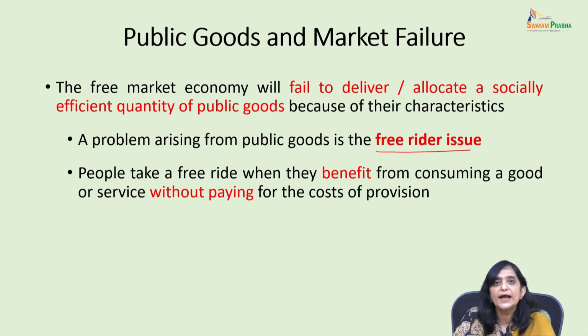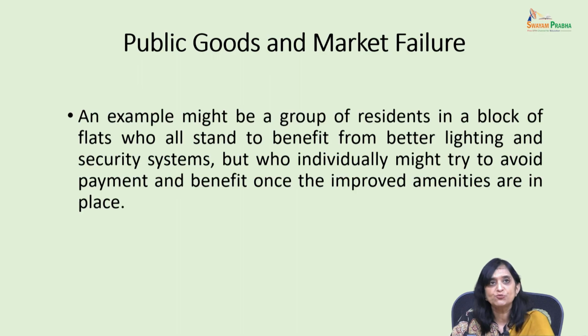Now, when this free rider problem comes into the picture, the free market mechanism or the private market is either unwilling to supply these goods, or it may produce less than what is socially optimum or socially required. Hence, the market is unable to allocate the resources efficiently, or produces less than what is socially required, which we say is a problem of market failure.